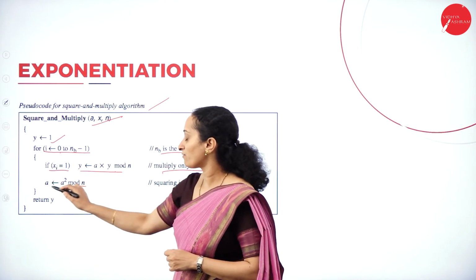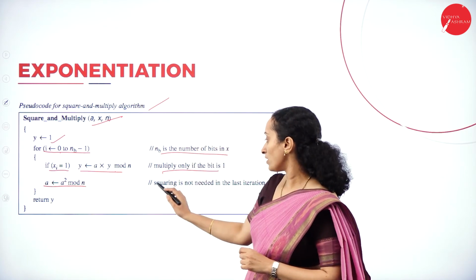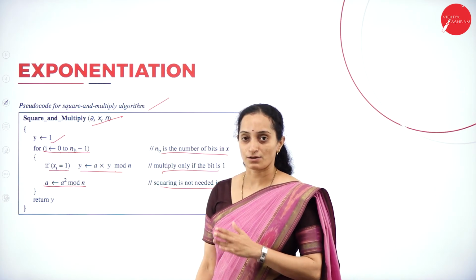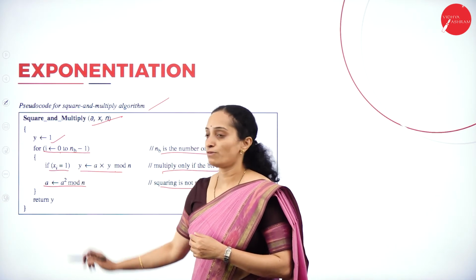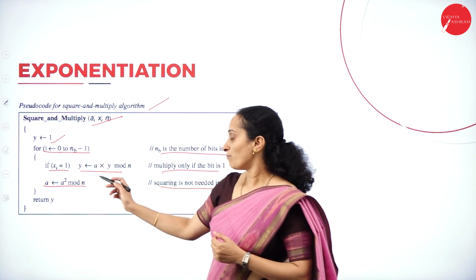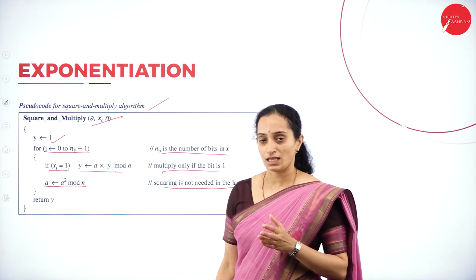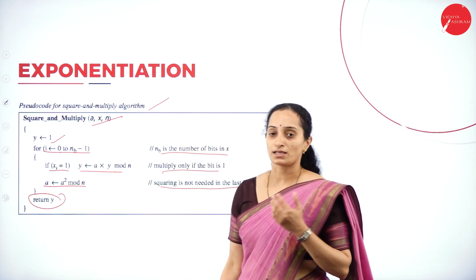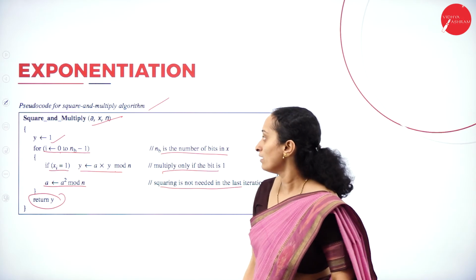Then we have a equals a square mod n. Squaring is not needed if it is the last iteration. For intermediate iterations, you will be doing a square mod n. In the last, we just use a. So it returns the y value, that is, the exponentiation value in y.